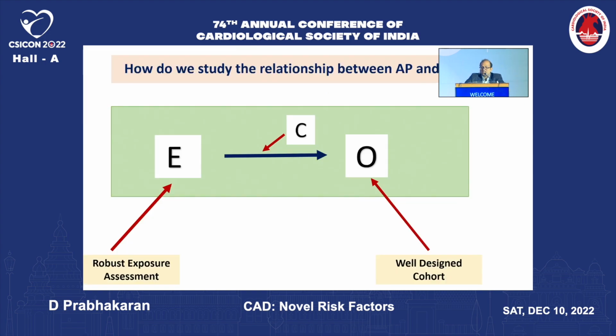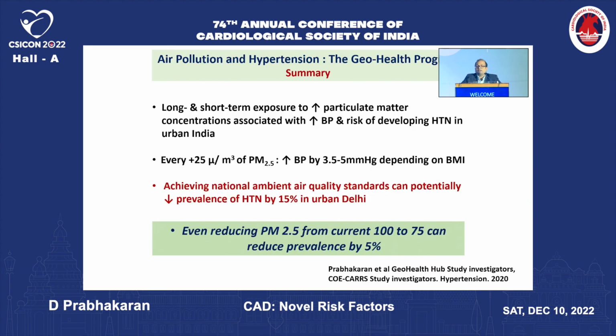So how do we study the relationship between air pollution and cardiovascular disease? A study was already published by the group from PHFI where they assessed a particular area in Delhi. The pollution was measured by specific equipment, and the individual patient's movement was also identified by utilizing satellites. So these studies are robust. This particular study was a very robust one.